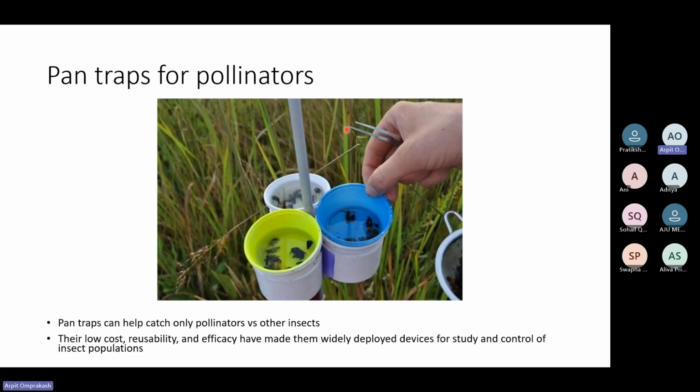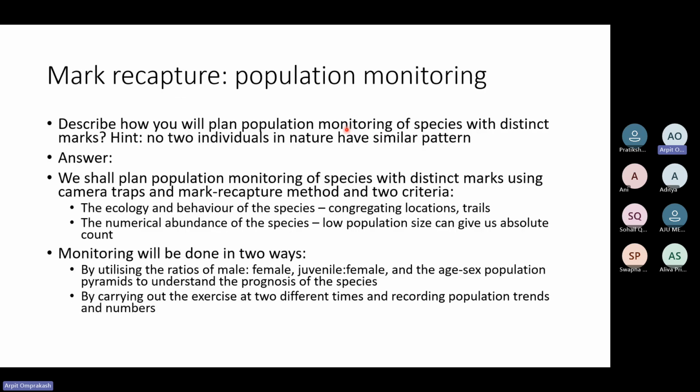Some examples of traps can be pan traps for pollinators. These pollinators come and try to sit on it, but once they do, they die because the solution is a soap solution or something that's there to kill them. So you can collect them.